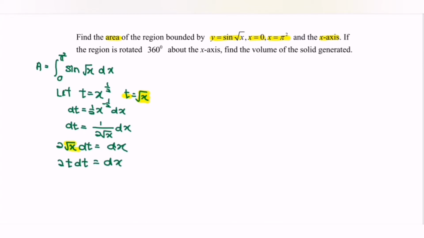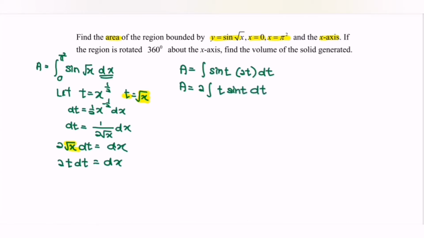Next is to substitute the situation. So area is equal to the integral of sin t. In here the dx actually is equal to 2t dt, so we have to substitute 2t dt. Next is to integrate the situation. So A is equal to 2 times the integral of t sin t dt.